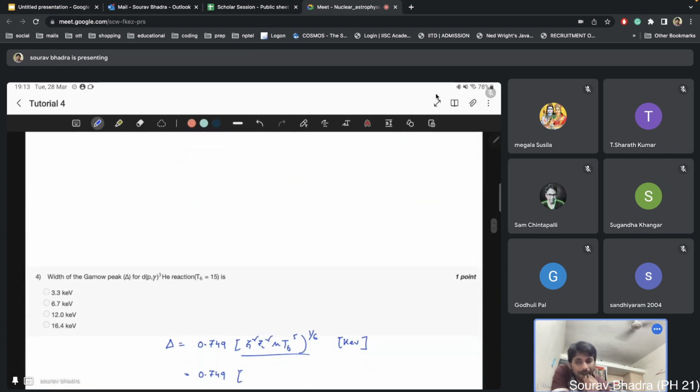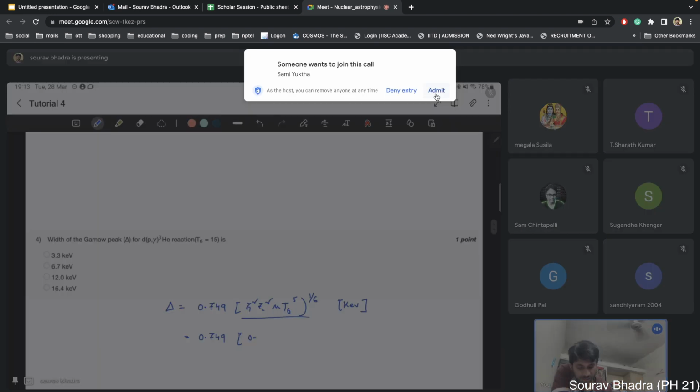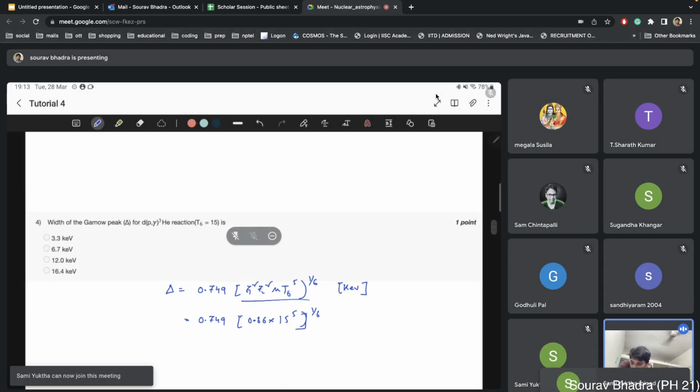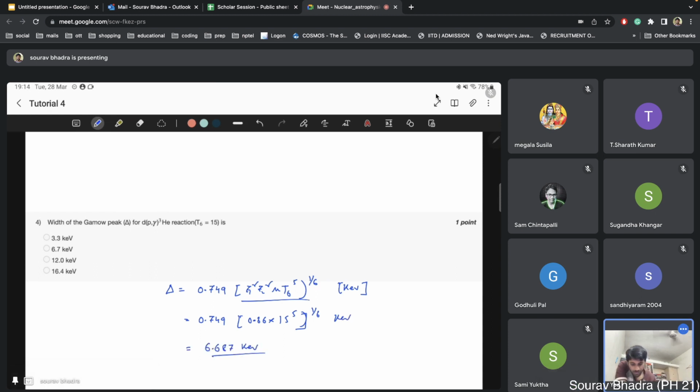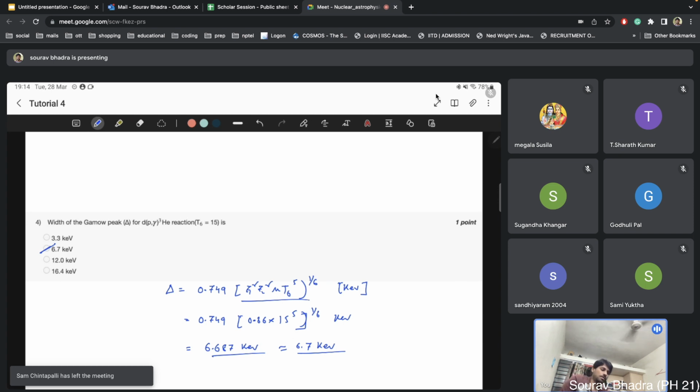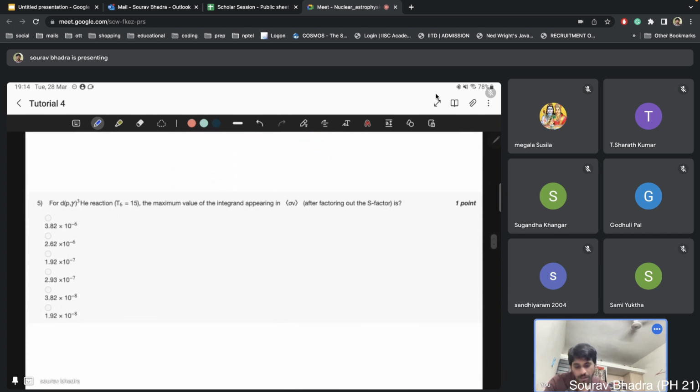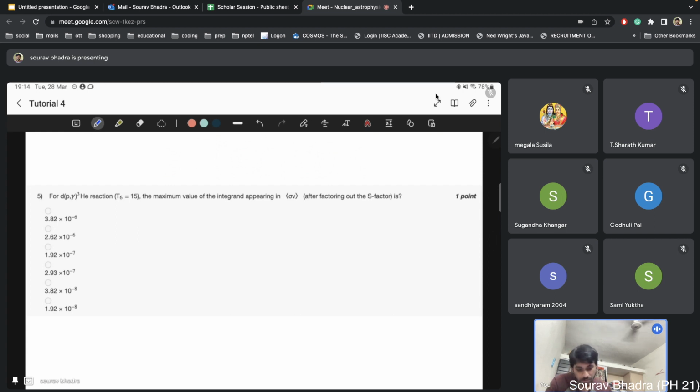The same reaction, we have to calculate different parameters of that reaction. It is 15 to the power 5, then 1 by 6. Okay, so if you do it, you will get in keV unit 6.687 keV, so roughly 6.7 keV. So today's problems are very easy. Now another part I will do for the theoretical thing, because you have to remember the last two questions are very good questions. Now for the maximum value of the sigma v after factoring out the S factor. Okay, so this I will do, otherwise it will be difficult.